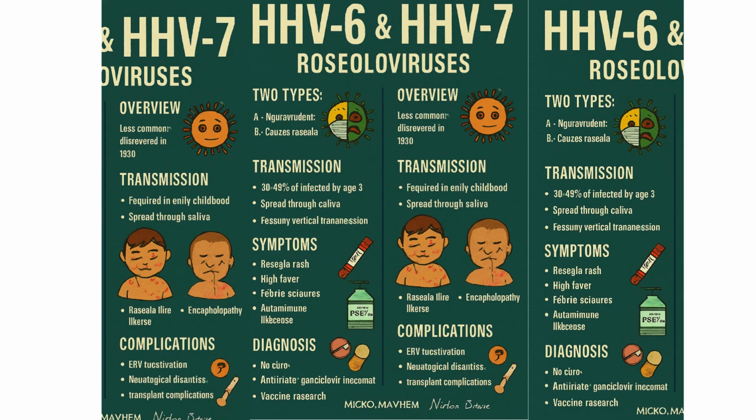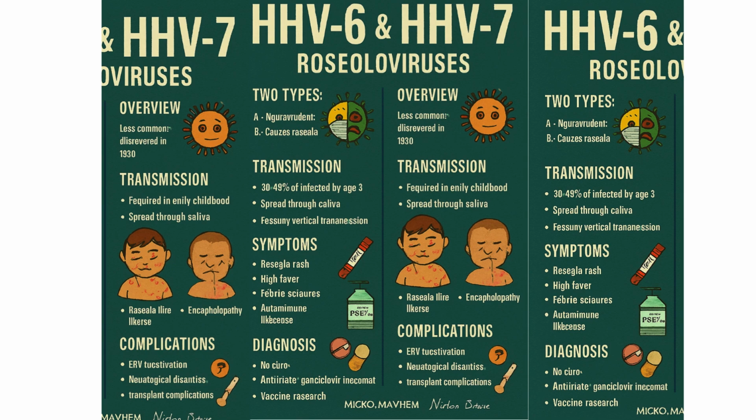HHV7 is a silent companion, discovered in 1990, closely related to HHV6, and it affects CD4 cells, often acquired in early childhood. Transmission is primarily through saliva. Nearly 95% of adults are seropositive, and infection is often asymptomatic or mild, but can cause roseola-like illness, fever, rash, vomiting, febrile seizures, encephalopathy, hepatitis, and Rett syndrome.